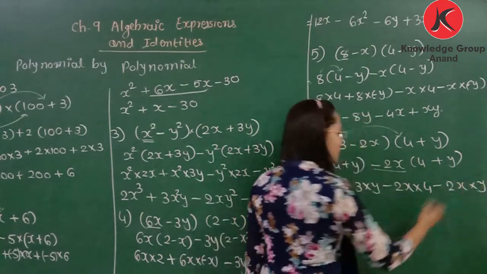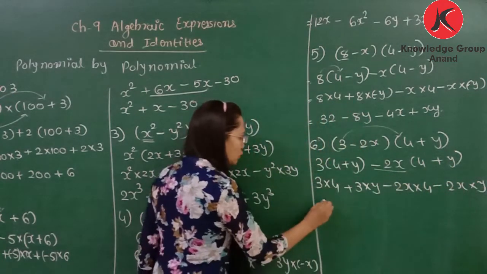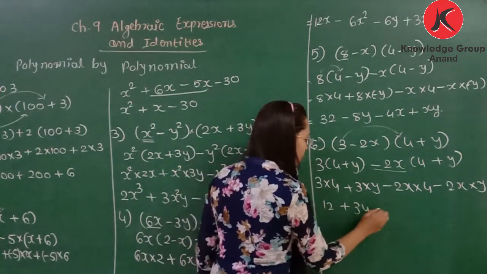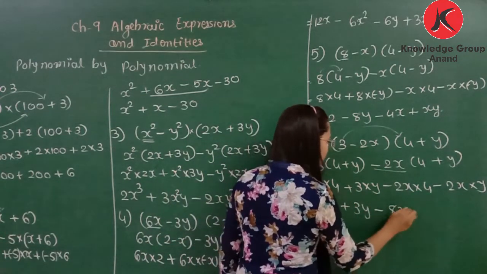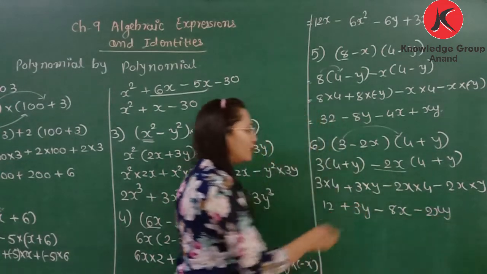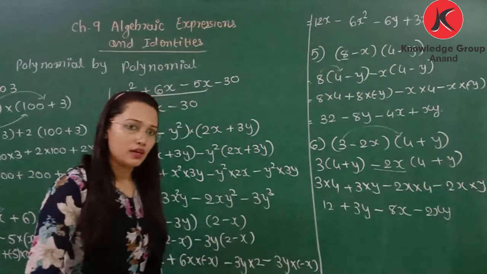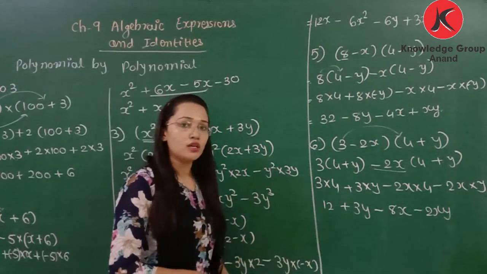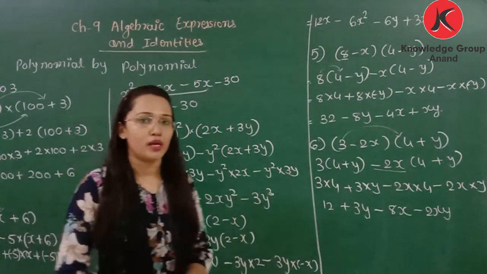Be very careful with the sign. So here 12 plus 3y minus 8x minus 2xy. Now all are unlike terms, so this will be our last step. This way you can solve the multiplication of polynomial by polynomial.